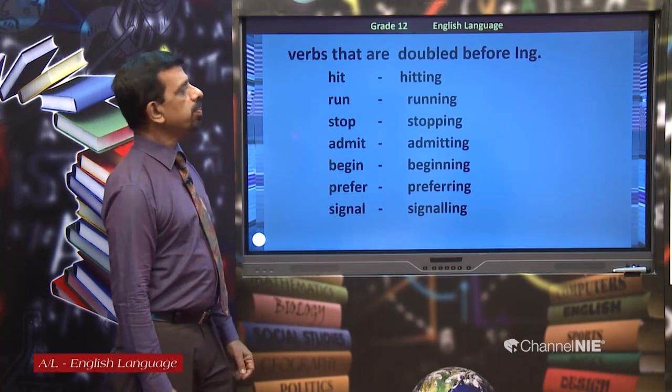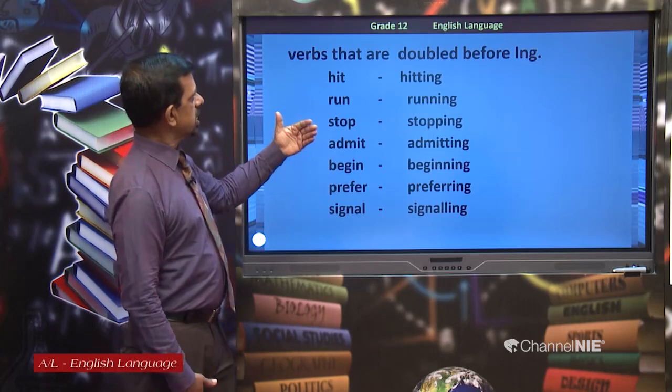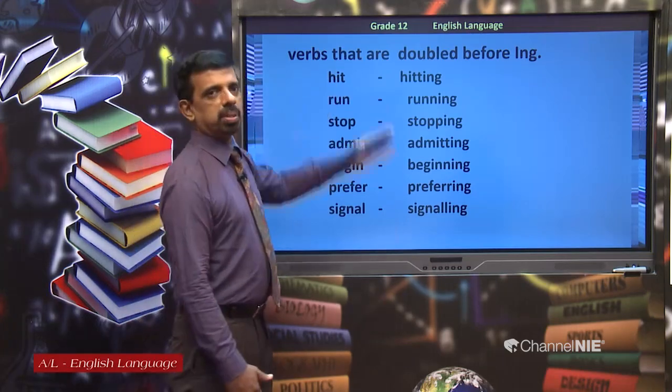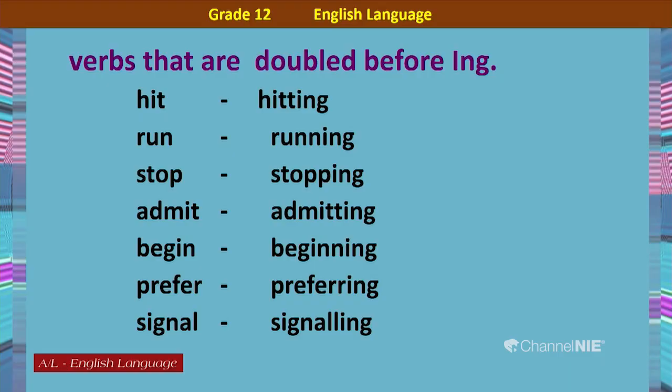Verbs that are doubled before ing. There are certain words where, before adding ing, the last letter is doubled, as it is here. T, N, P, T, N, R, L is doubled to form the continuous form. Hit, hitting, H-I-T-T-I-N-G. Run, running. Stop, stopping. Admit, admitting. Begin, beginning.